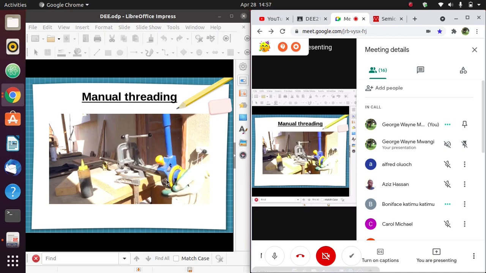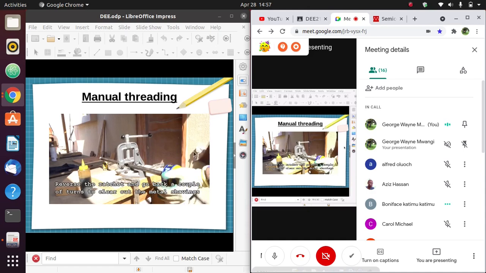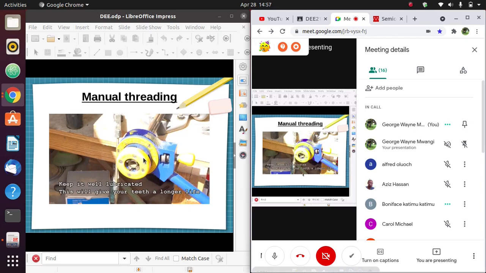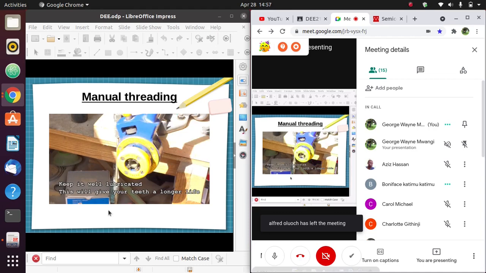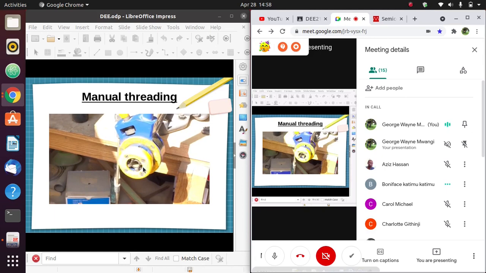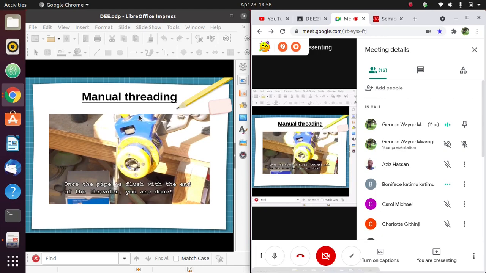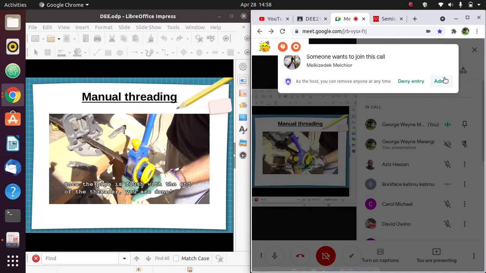Ukitumia hii wrench, you have to go backwards. As much as unaisongesha mbele, you also have to go anti-clockwise to remove those chippings. Those materials ambazo unakata, they have to be removed. Otherwise, ukiendelea kukata na hizo chippings ikiwa huko ndani, thread zako zitavunjikia ndani. So you flush. You have to go backwards. If you're fortunate enough to do a plumbing project, you'll be able to see this.